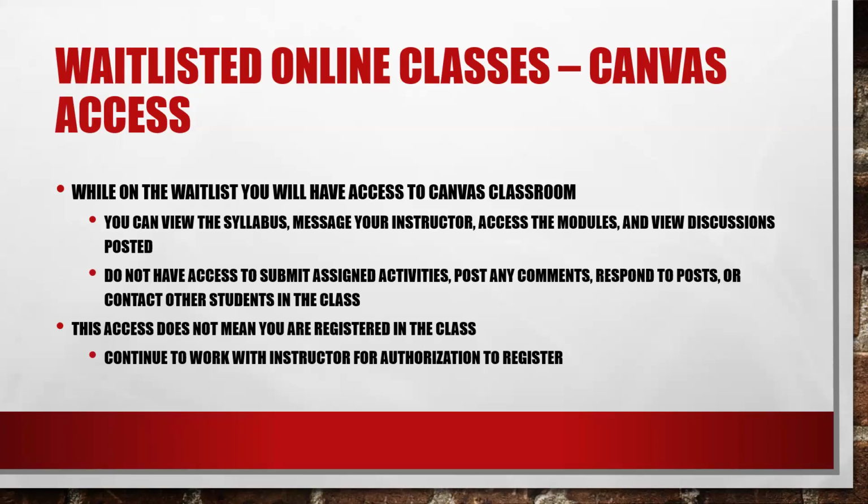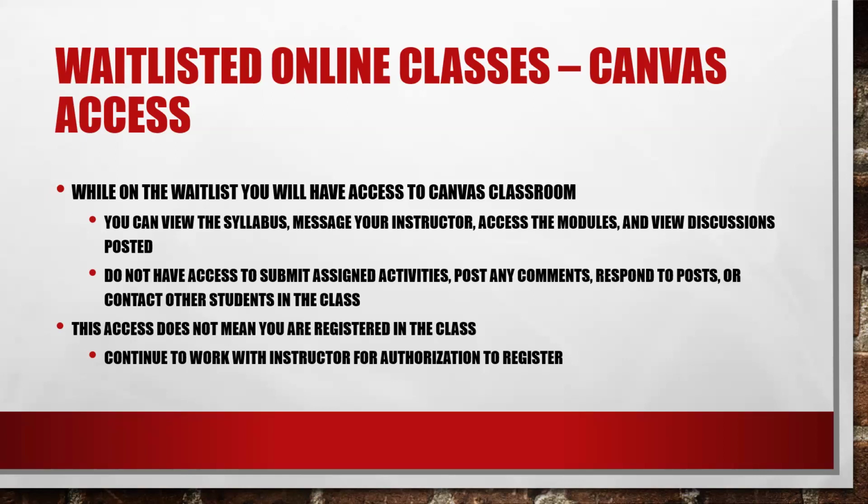Waitlisted online classes and Canvas access. It's important to know that while you are on a waitlist, you will have access to the Canvas classroom. Once the class begins, you're going to be able to see the Canvas class. You can see the syllabus. You can message your instructor, access the modules, and view the discussions. But you do not have access to submit assigned activities, assignments, post any comments, respond to any posts, or contact other students in the class. That access is reserved for students who are registered into the class.